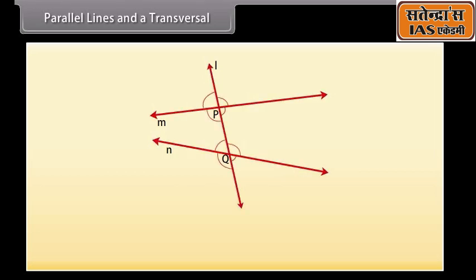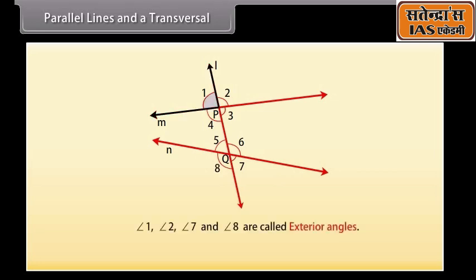Observe that four angles are formed at each of the points P and Q. Let us name these angles as angle 1, angle 2, angle 3, angle 4, angle 5, angle 6, angle 7 and angle 8. Angle 1, angle 2, angle 7 and angle 8 are called exterior angles, while angle 3, angle 4, angle 5 and angle 6 are called interior angles. We have also studied that when a transversal intersects two lines, we get some pairs of angles. Let's go through them one by one.